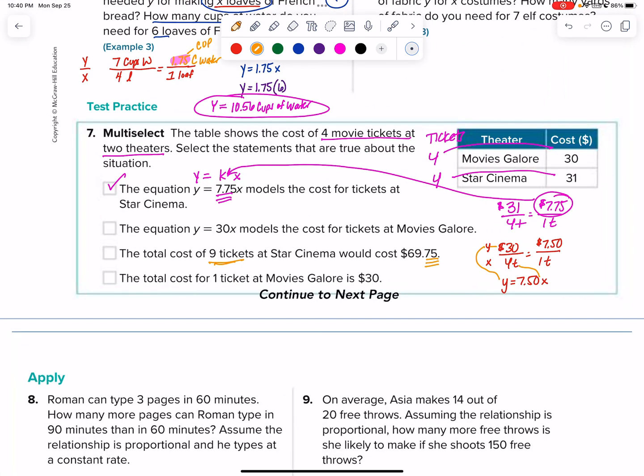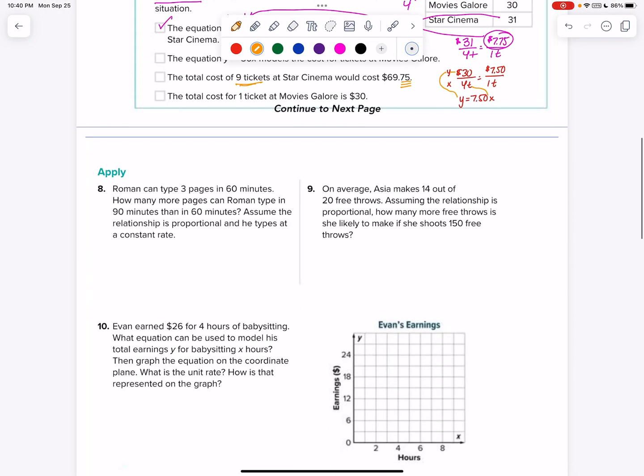All right, and the total cost for 1 ticket at Movie Galore is $30. Is that true for Movie Galore for 1 ticket? We already know that's not true. Okay, it was $30 for 4 tickets. Okay, so it only ends up being the first one being true.